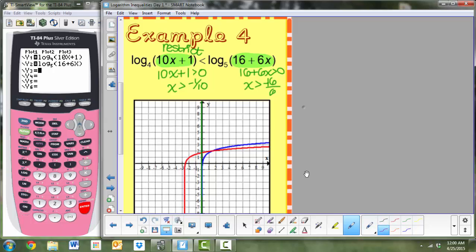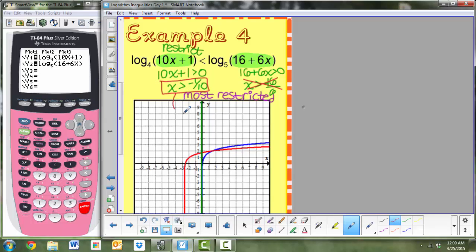The key with all of these, just like it was before, choose the most restricted. Again, fancy math words for give me the least options. Whichever one of those gives you the least. So I've got x is bigger than negative 1/10. X is bigger than negative 16 over 6. Least amount of options. So sorry, this is the one we're going to use.